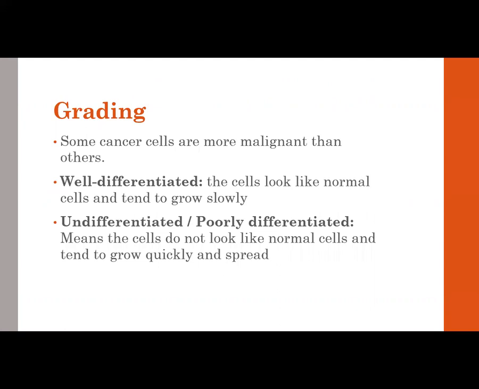So with our grading, some cancer cells are more malignant than others. So this is where we use the terminology well differentiated versus undifferentiated or poorly differentiated. So well differentiated, the cells look like normal cells and they tend to grow slowly. So those are things like our kind of like benign tumors, I guess you could say, but it's basically my cells look the way they should. Undifferentiated means that the cells do not look like normal cells and they tend to grow very quickly and spread. So that's where you'll get like a higher grading for it.